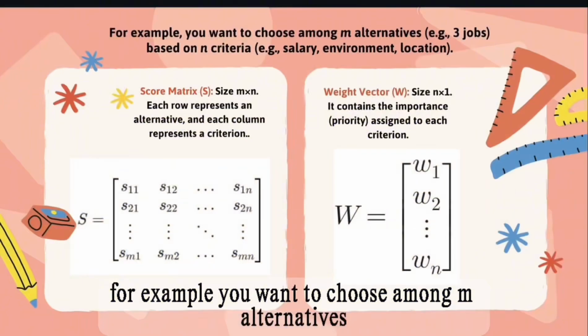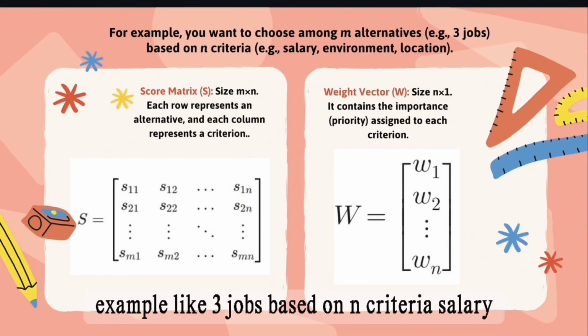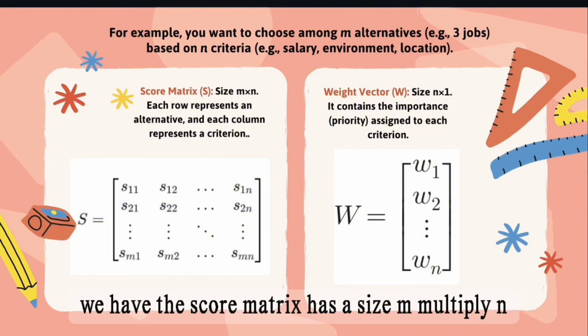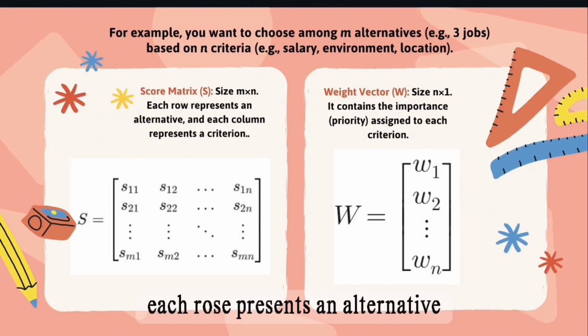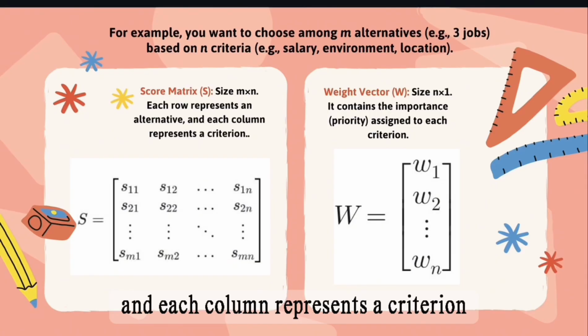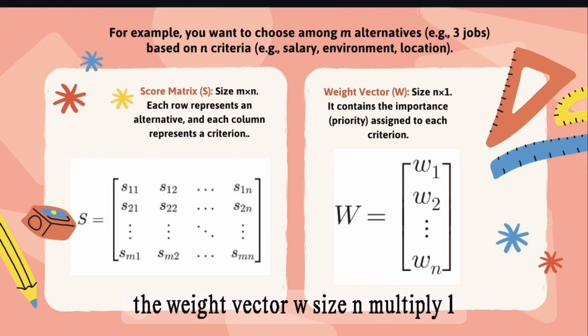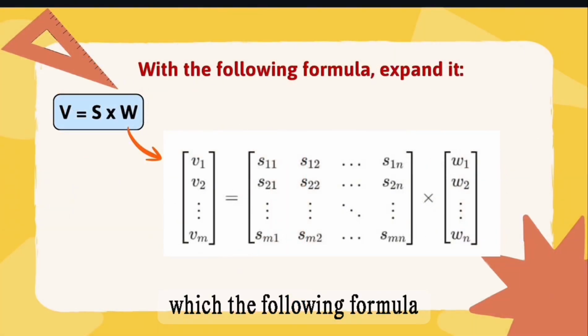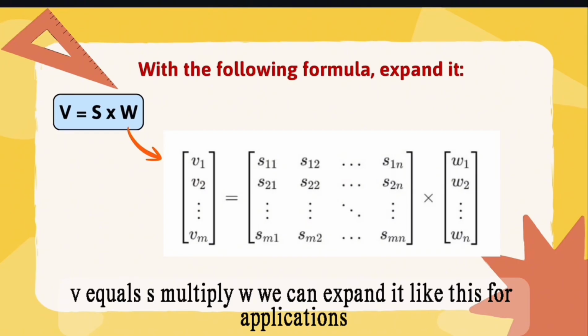For example, you want to choose among M alternatives, for example 3 jobs, based on N criteria: salary, environment, or location. The score matrix S has a size M multiply N. Each row represents an alternative, and each column represents a criterion. The weight vector W has size N multiply 1. It contains the importance priority assigned to each criterion, which gives the following formula: V equals S multiply W. We can expand it like this.